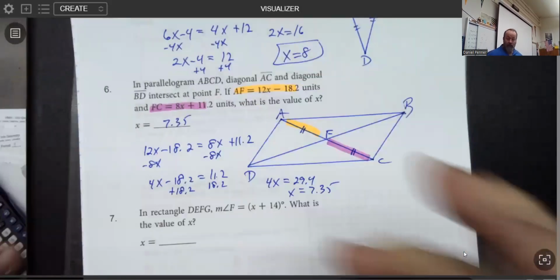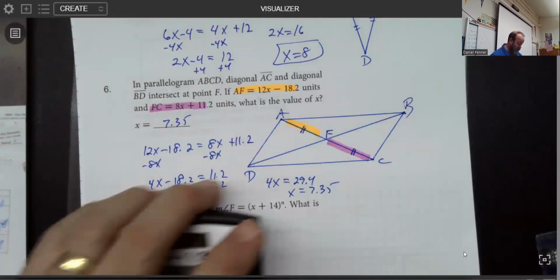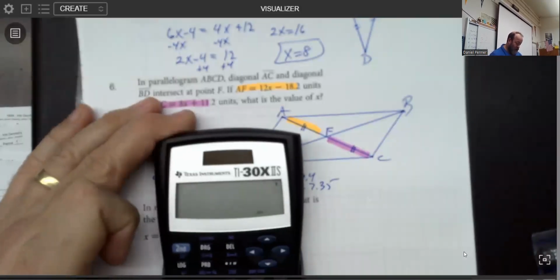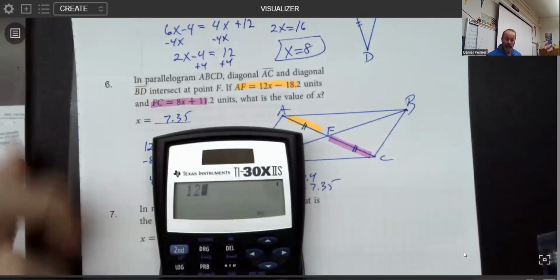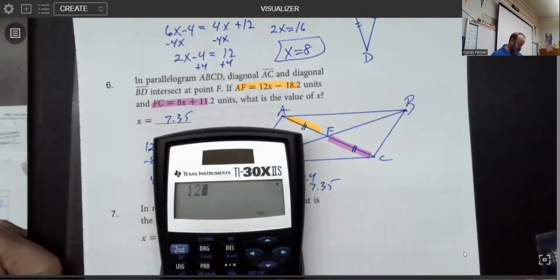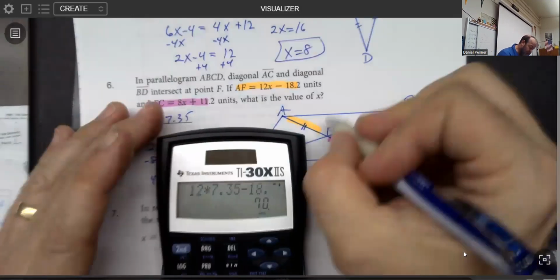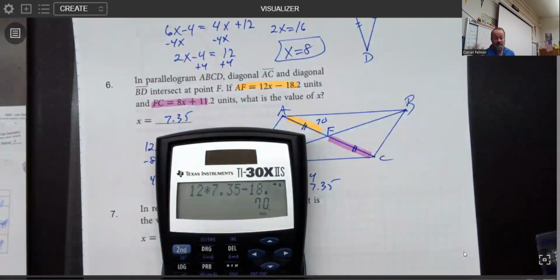Now, again, everybody has their own style, but my style is I don't ever trust myself. So if x is 7.35, I'm going to take 12 times 7.35 plus minus 18.2. So I put that in and I got 70 when I put that all in. That was a little surprising. I thought I'd get an ugly number.